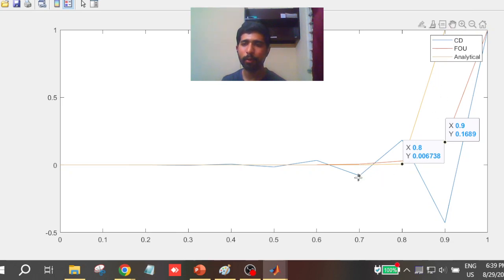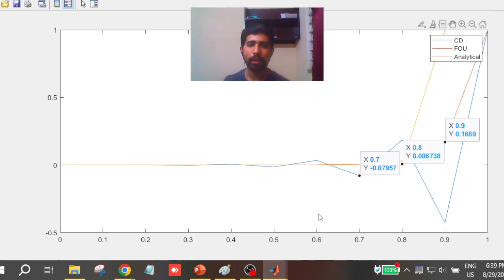But this blue color curve is for your central difference. You can see that it is wiggling, it is giving a zigzag solution, which is not good. So you can clearly see that the central difference scheme, which is not an upwind scheme, is giving a very bad result. This is not expected typically.